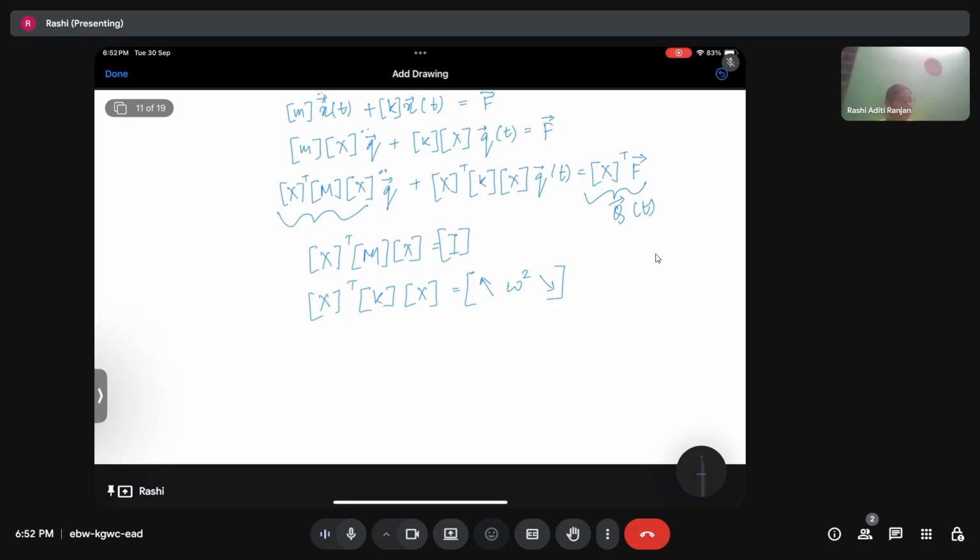Okay. So now the equation becomes q double dot of t plus omega square q of t equals capital Q of t.